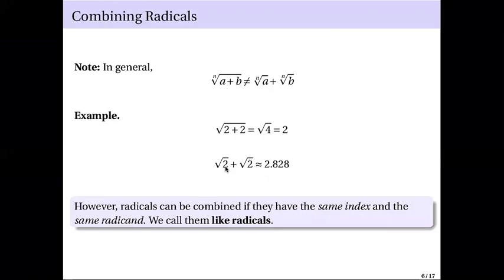So for example, here you have square root of 2 and square root of 2, so you can combine them. We call them like radicals, similar to like terms: the same base, the same exponent, you can combine them. For radicals, you must have the same index and the same radicand, which means this is actually 2 square root of 2.